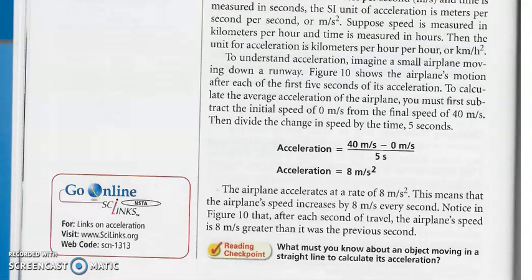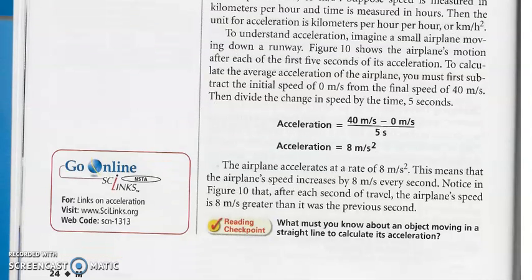Therefore, acceleration would equal 8 meters per second squared. So this airplane accelerates at a rate of 8 meters per second squared. This means that the airplane's speed increases by 8 meters per second every second. Notice in figure 10 that after every second of travel, the airplane's speed is 8 meters per second greater than it was the previous second.